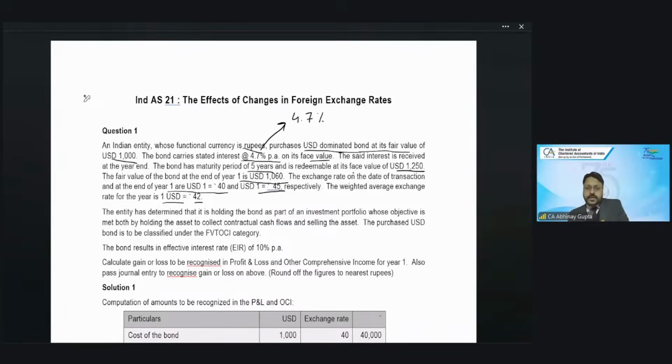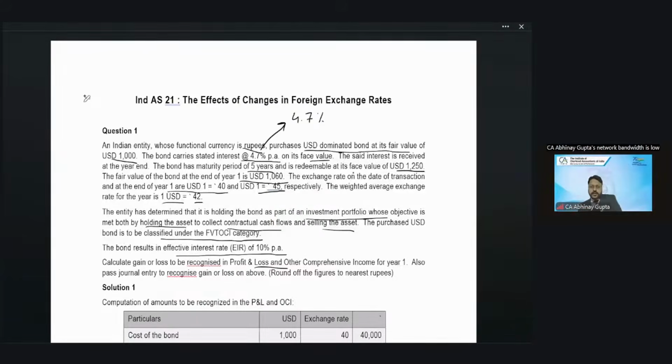The entity has determined that it's holding the bond as part of an investment portfolio whose objective is met by both holding the asset to collect the contractual cash flows and selling the asset. The purchased USD bond is to be classified under the FVTOCI category. The bond results in an effective interest rate of 10% per annum. Calculate the gain or loss to be recognized in the profit and loss and the other comprehensive income for the year one. Also, pass journal entries to recognize the gain and loss on the above. Round off the figures to the nearest rupees.